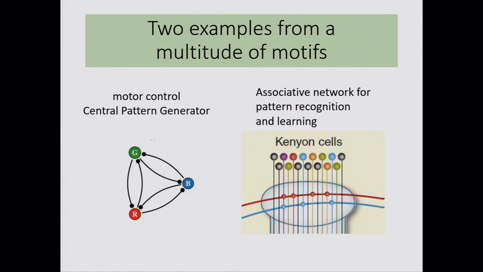And this is a very common motif that's used for pattern recognition and learning, where samples from a small number of cells are projected onto a very large number of cells, each one of which only picks up a small number of synapses. So each one of these cells is driven by a unique combination of input neurons. And that's very useful for learning and for pattern recognition. And that's seen in the mushroom bodies of insects, but it's also seen in your cerebellum, for example.